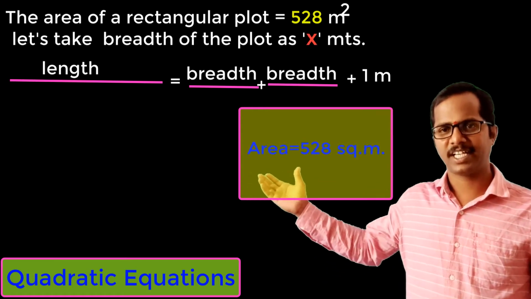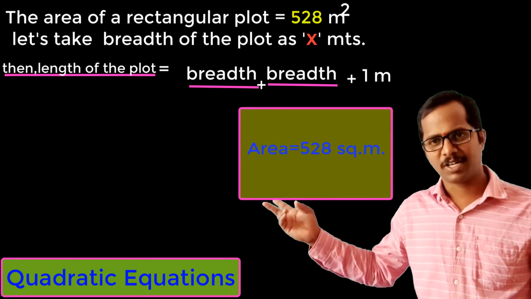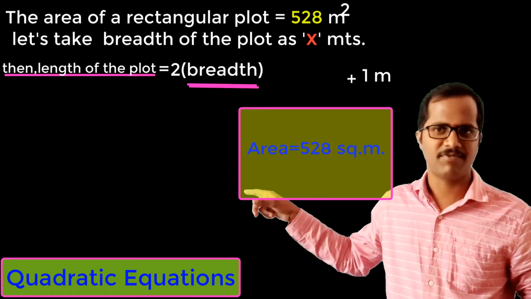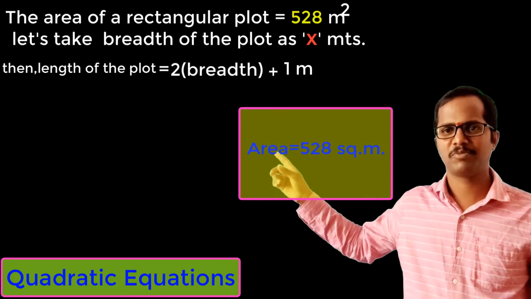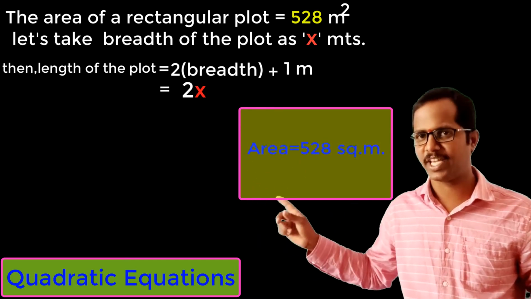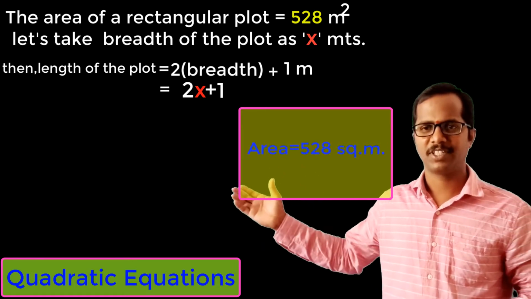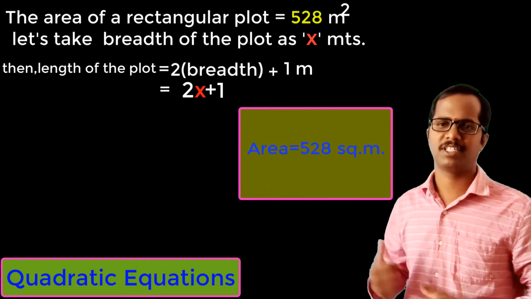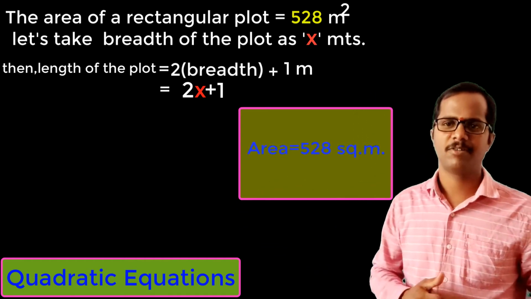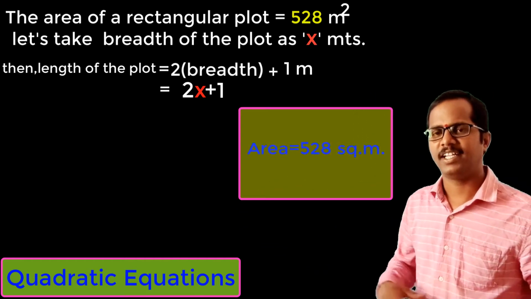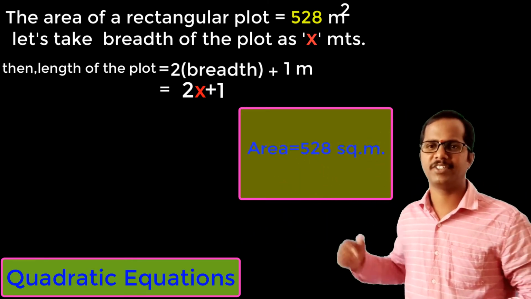If we take width as x meters, then how can we get the length? We have to double the width, then add 1 meter to the double of width. What is the double of width? We assumed width as x, so the double of width equals 2x, and if we add 1 meter to this, we get 2x plus 1. Therefore the length of the rectangular plot is 2x plus 1 meters. Now we have the width and length of this rectangular plot, and we also have the area, that is 528 meters square.